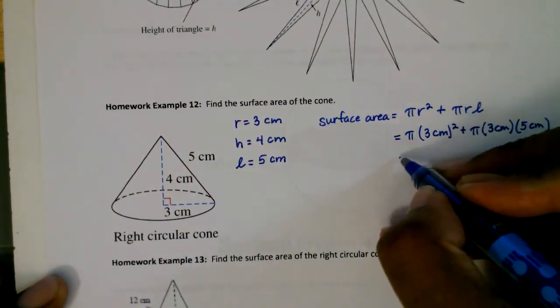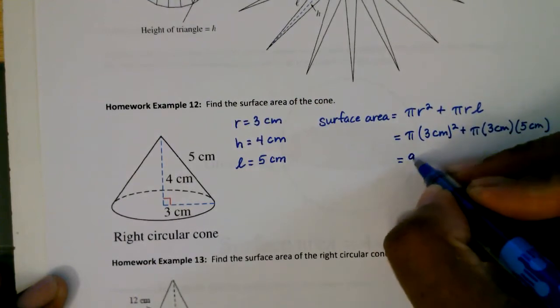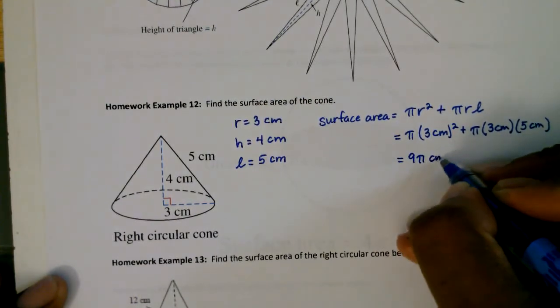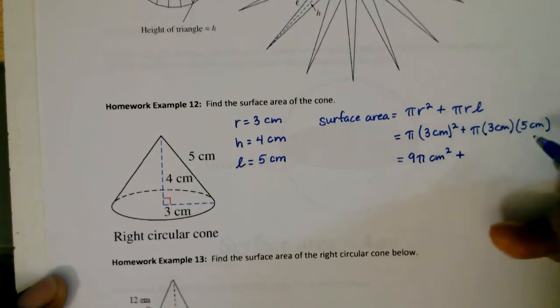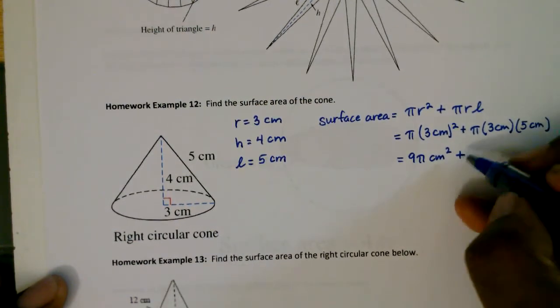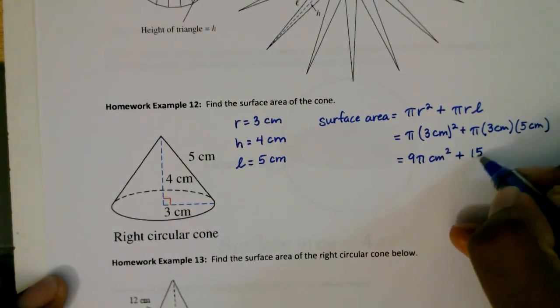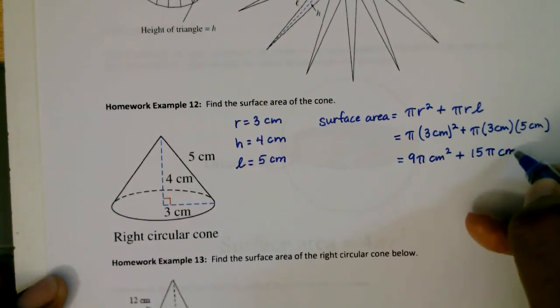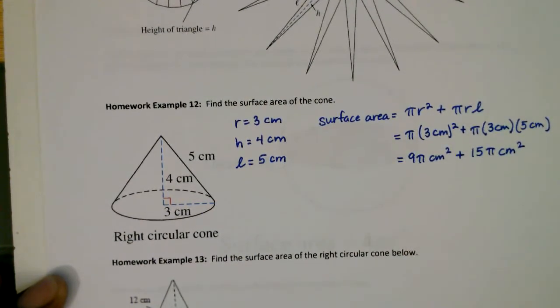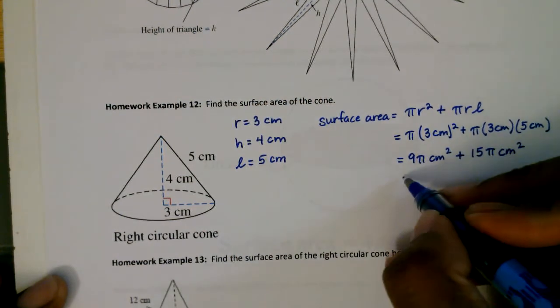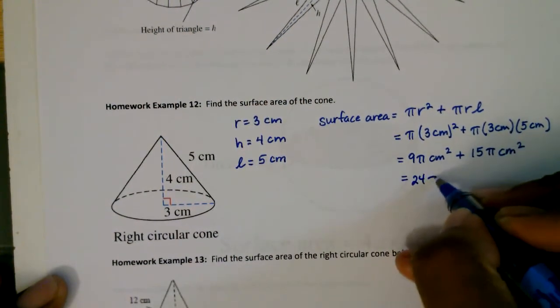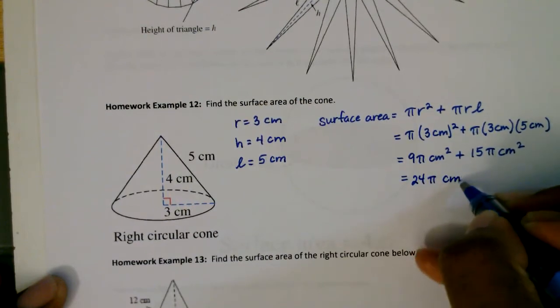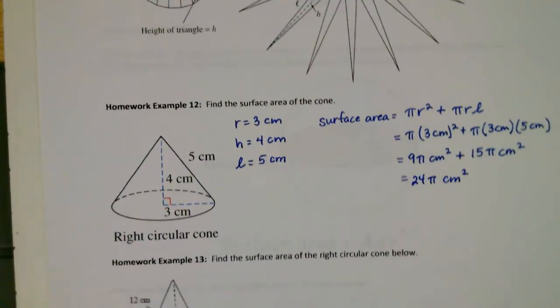Now if I simplify this, 3 squared will be 9, so it'll be 9 pi, and that will be in square centimeters, plus 3 times 5 will be 15, so I have 15 pi. That is going to be in square centimeters. 9 pi square centimeters and 15 pi square centimeters will be 24 pi square centimeters.